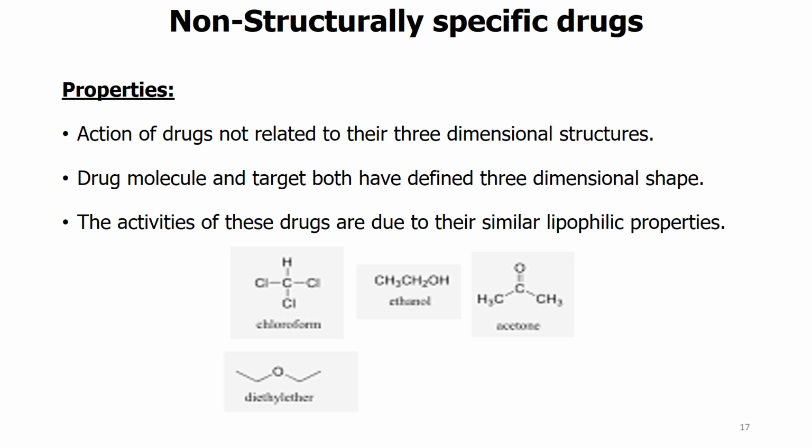The activity of these drugs is due to their similar lipophilic properties. Now, below you can see the structure of chloroform, ethanol, acetone, and diethyl ether. Now, the structures of these compounds are dissimilar, but they have similar properties in that they are able to permeate the lipid membrane and execute their functions.